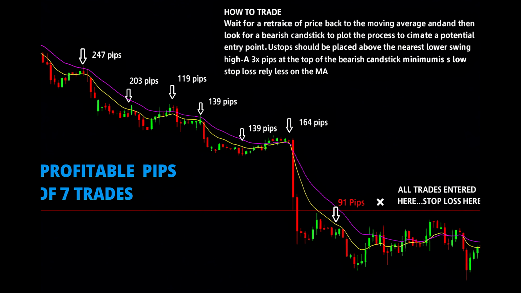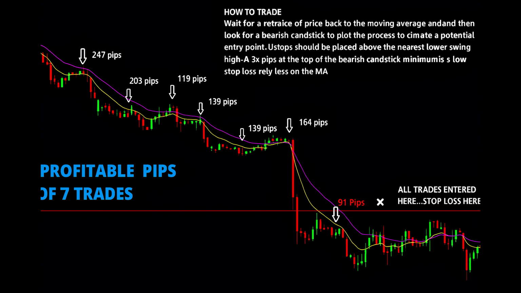Now notice how the chart highlights each trade. For example, the very first short trade after the crossover produced 267 pips. That means if you had taken that trade, you could have gained 267 points of profit just by following the rules. After that, the next trade gave 200 pips, then another 119 pips, followed by 110 pips, 141 pips, 150 pips, and finally 140 pips. When you add them all up, that's a total of 1,127 pips from only 7 trades. This shows how consistent and profitable the system can be if you stick to the plan.